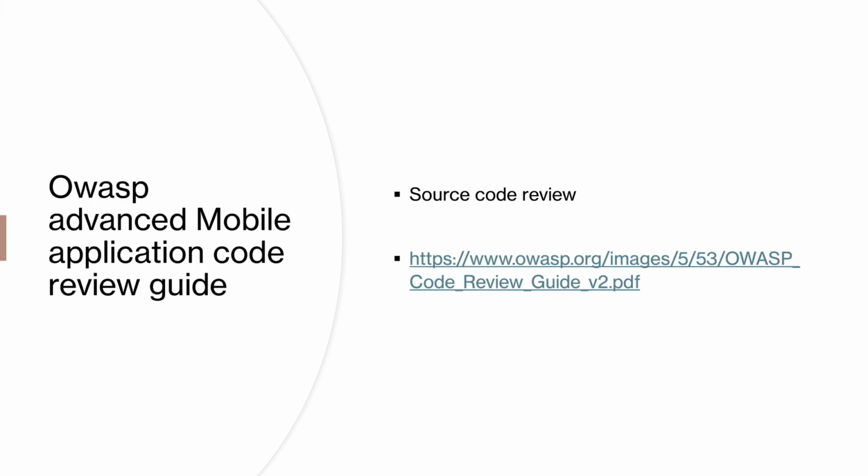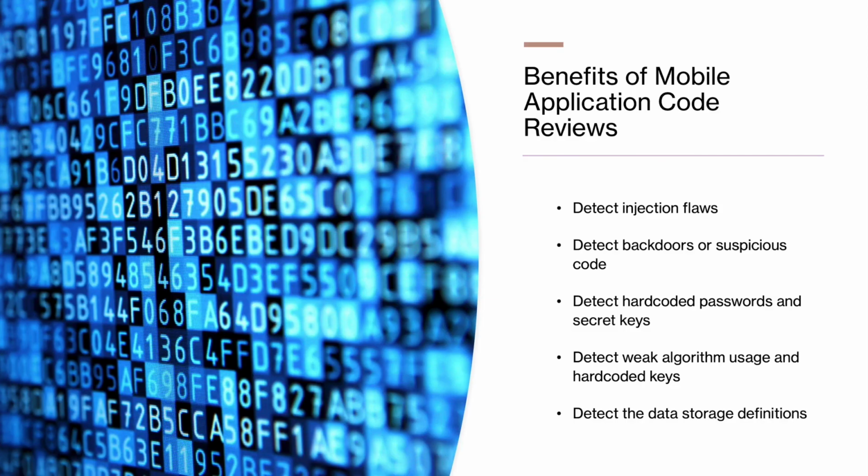And so this is the source code review. Here we can do it because source code review is always good to find the low hanging fruit, to find the vulnerability before it goes to production. So these are some benefits of source code review: we can detect hard coded passwords and secret keys before they go to production, we can detect some data storage issues as well, and we can detect some weak algorithm usage as well. So these are the benefits of mobile application source code review.